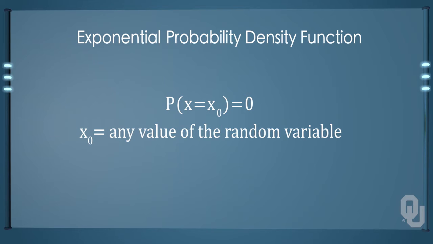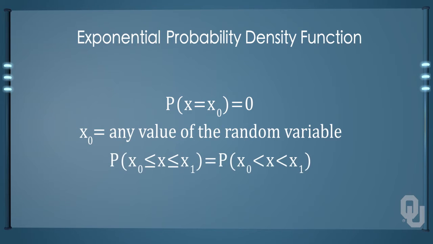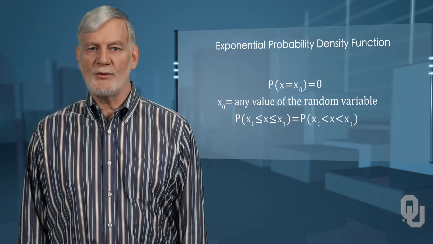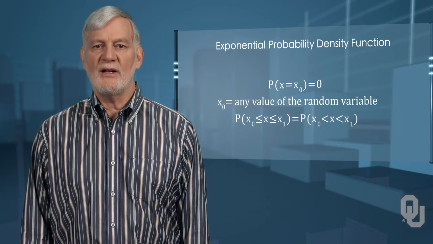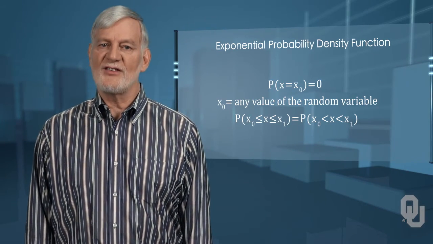And finally, because a point has no area, we can say that the probability that x naught ≤ x ≤ x1 is equal to the probability that x naught < x < x1, where x naught and x1 are any values of a continuous random variable. The difference between the left-hand side of this statement and the right-hand side is that the first one has an equal to or less than sign, and the right-hand side has only a less than sign. Because the area under a point is 0, it adds no probability to include the extra value from the equal to or less than sign.